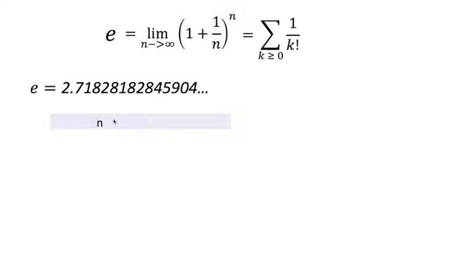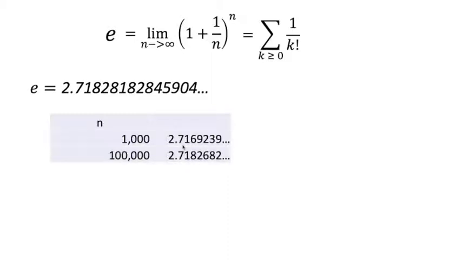If we look at the first one, we plug in some values for n. Let's say n is 1,000. Then this is our value for E, 2.7169239. So pretty close. If n is 100,000, we're even closer, 2.7182682. And if n is 1,000,000, then the number is 2.71828. So we're getting closer.